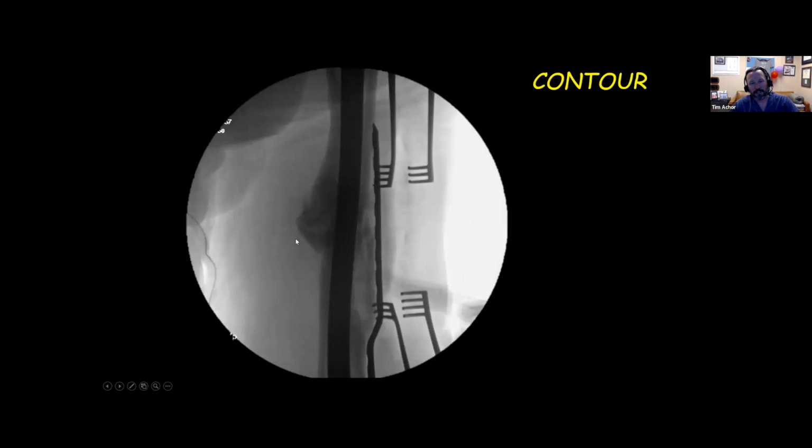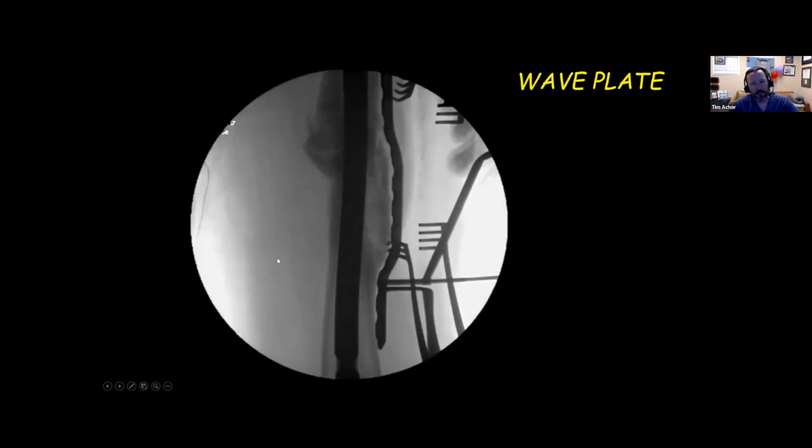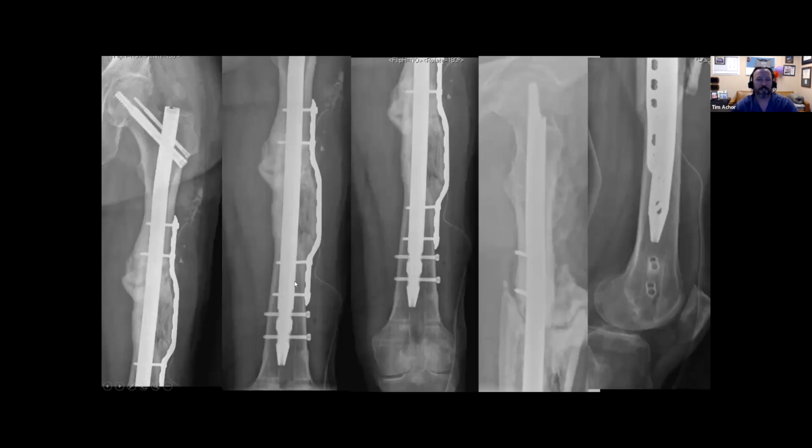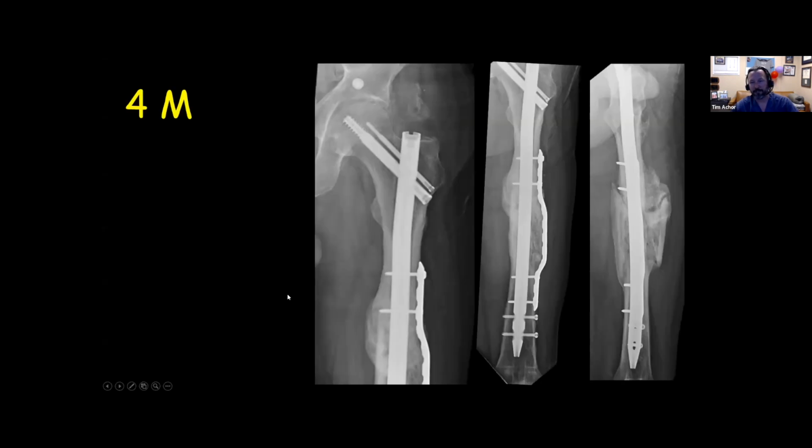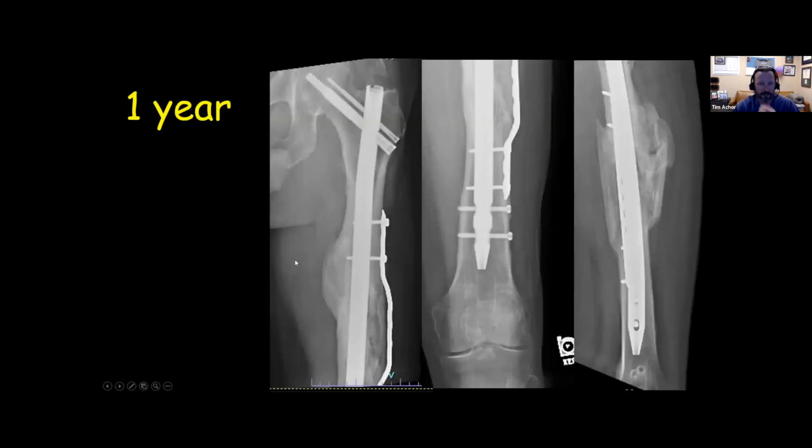Then we can contour a lateral plate and give it a wave and really recreate a lateral cortex, helping to tension the lateral cortex, and then close down all those periosteal fragments around the wave plate. Now we've got improved alignment. We've got a recreated lateral cortex, additional stability with the plate. And at 4 months, he's pain-free, mobilized, nearly completely healed. And there he is at his 1-year follow-up.